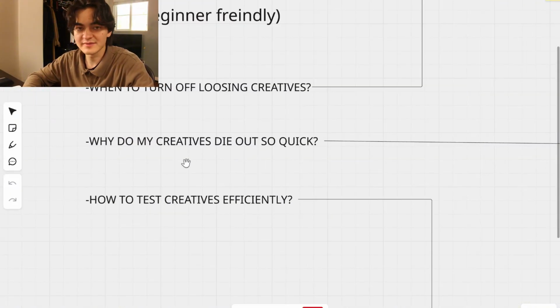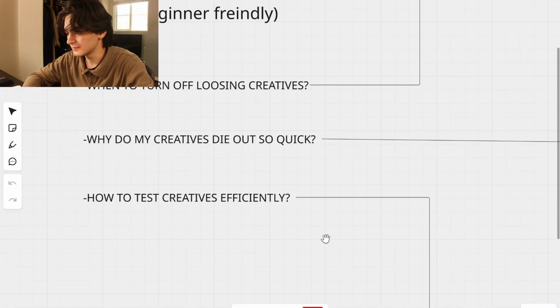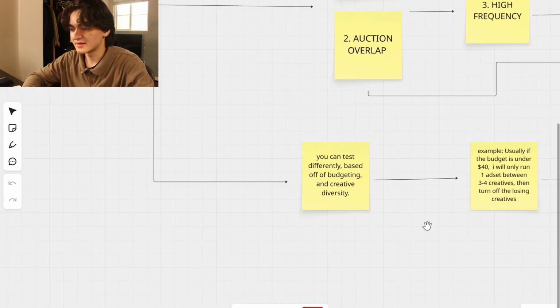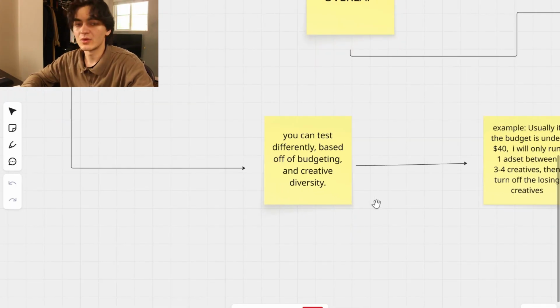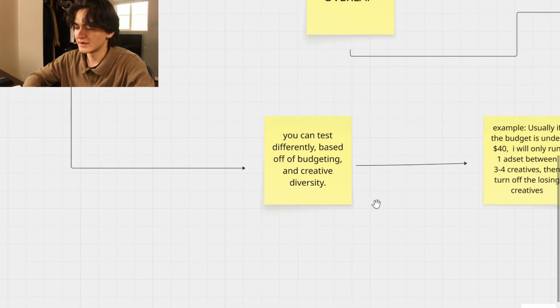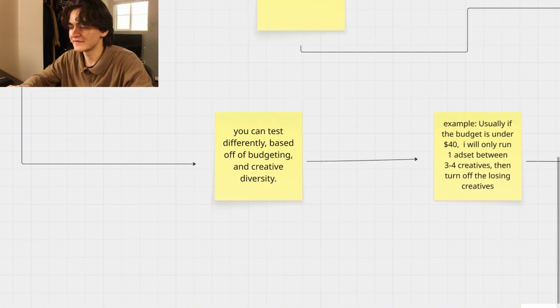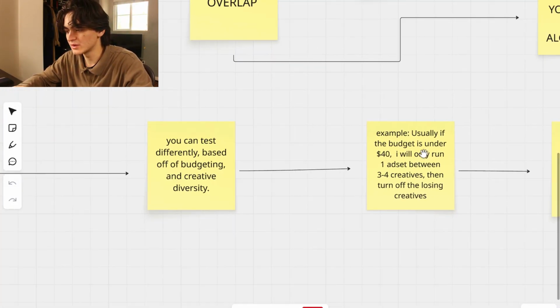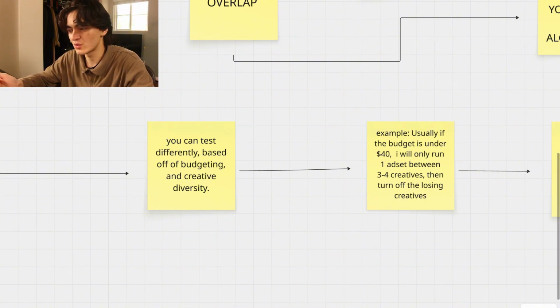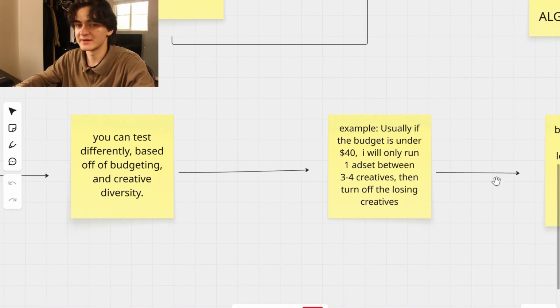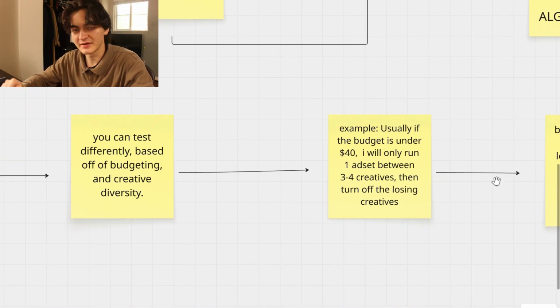How do I test creatives efficiently? You can test off of budgeting and creative diversity. Here's an example. Usually if the budget is under $40, I will only run one ad set with 3 to 4 creatives, then turn off the losing ones. The reason why is because if you have a low budget like $20, you can't put in 10 creatives. It's going to take forever to get enough data to accurately adjust those creatives or surf scale.